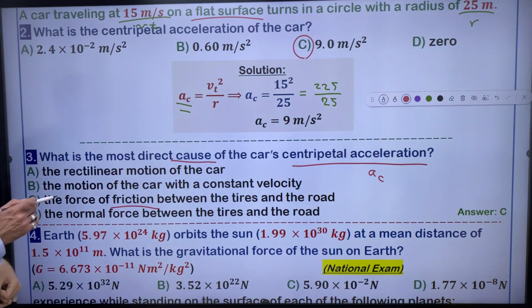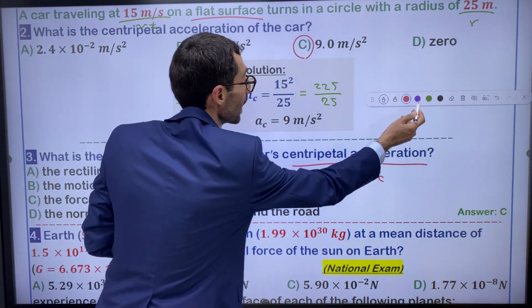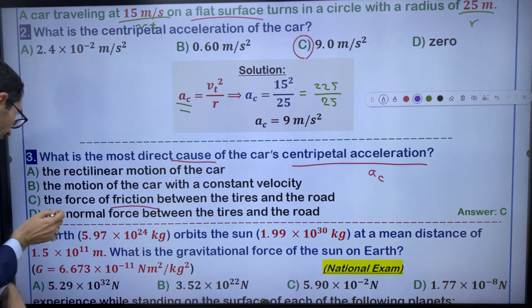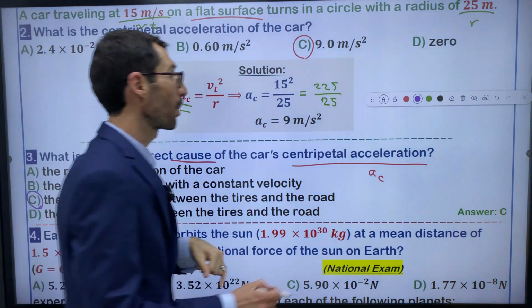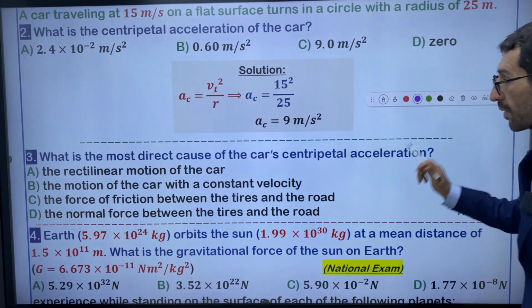So the only true answer is C. The force of friction is the cause of centripetal acceleration. Let's move on to question number 4. Let me read the question for you.